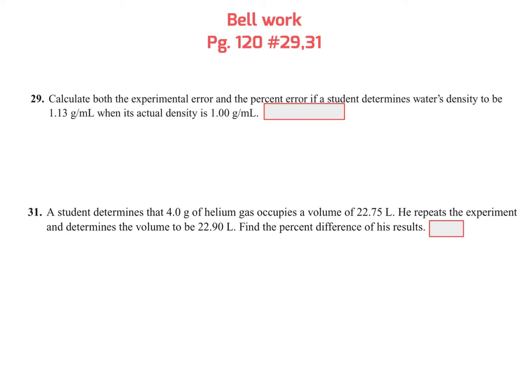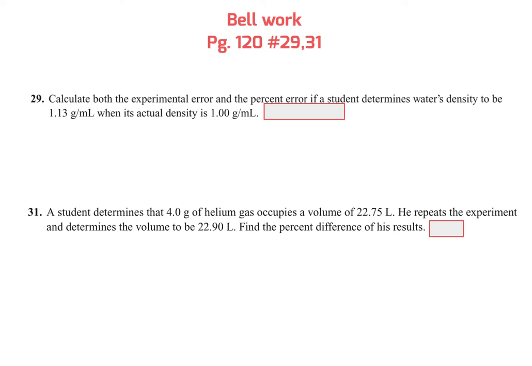So for this one, you should have taken those two and subtracted. So it says the experimental piece of it was 1.13. That's what they actually got when they experimented. The actual density, or the known, was 1.0.